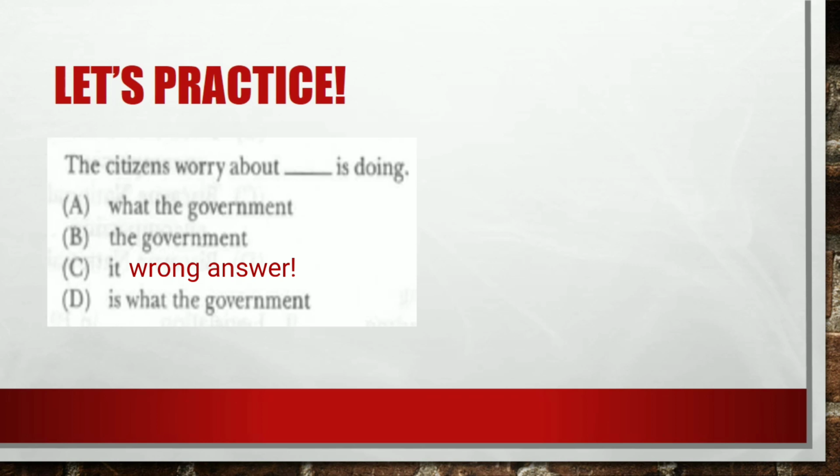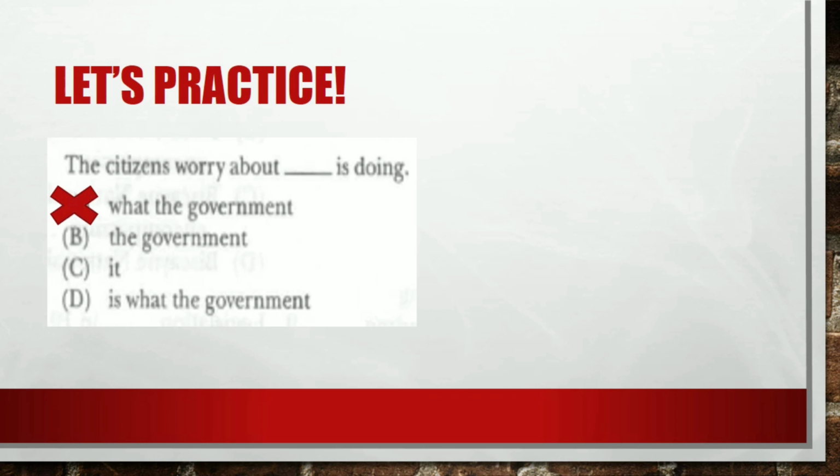We already have the citizen as the subject of the sentence, so we don't need another subject. In addition, it also makes the sentence double verb. Answer B, the government, is also incorrect because of the same reasons. Therefore, the best answer is A, what the government. Dengan ini, what the government is doing akan menjadi noun clause as an object.